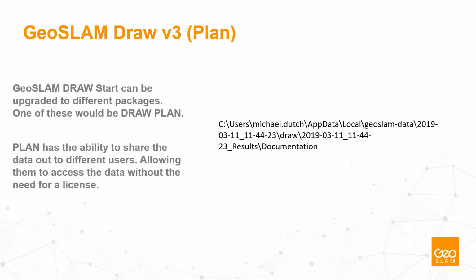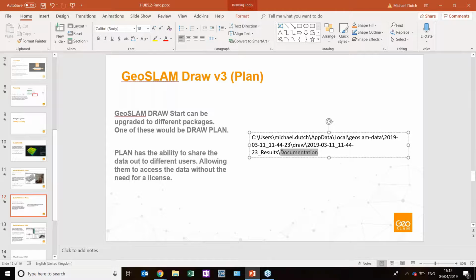information. So it's all great if you've got a GeoSLAM Hub license and you're able to work on it on your local machine, but you might want to share this information out with different people that may not have a license. So you may want to use GeoSLAM Draw Plan. And I'll give you a very quick demonstration. That is not a broken link, don't worry.